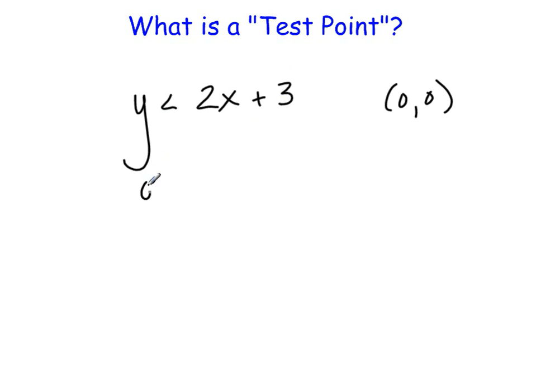So what we're going to do is test to see if this makes the statement true or false. So I'm going to substitute a 0 in for y, a 0 in for x, and then evaluate each side. 0 is less than 3. Now this is a false statement, which means wherever (0, 0) is, I'm not going to shade that side. I'm going to shade the opposite side. If this was a true statement, I would shade the side that had (0, 0).